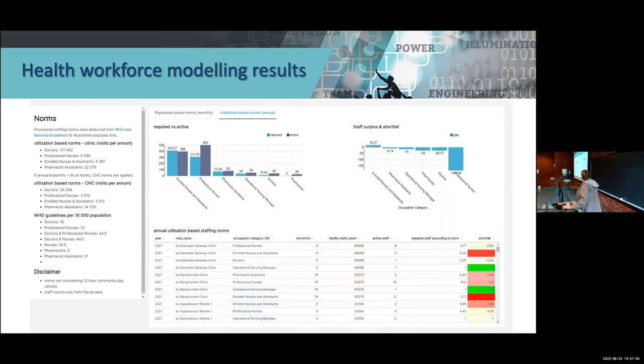So this is just some of our workforce modeling results. We're looking at it over headcount as well as population based. I'm not going to go too much into this, but you can see here that in South Africa, it's very much about equitable distribution. There are areas that have historically had enough or more than enough staff, and other places that have a lot less staff, where patients are really struggling. So you can see here that we're coming out with a surplus and shortfall, or a gap, in terms of the number of staff that is needed.